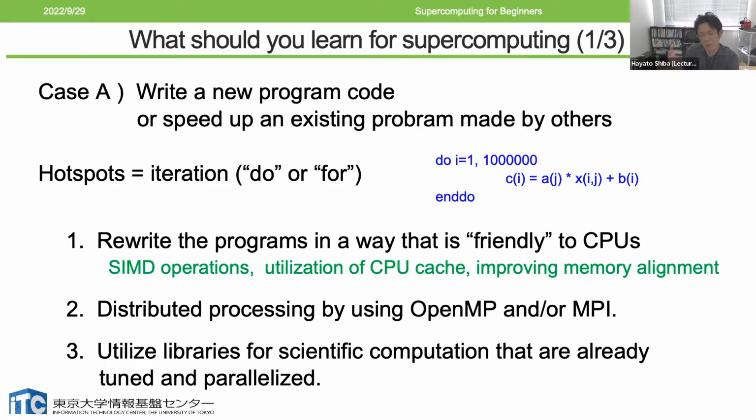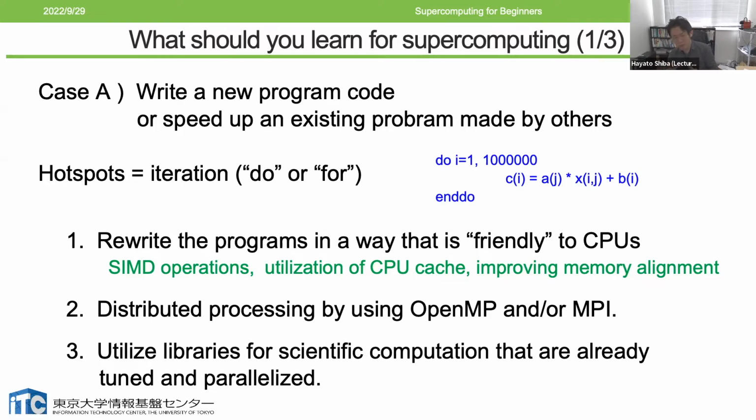In the last Q&A session, there was a question from one participant about this. We should always think of how to effectively realize SIMD operations on CPUs, or how to effectively utilize the cache memory of the CPUs, not the main memory, but the memory which is close by to the computation cores. And also we should improve memory alignment.